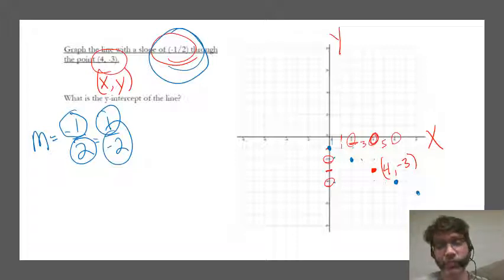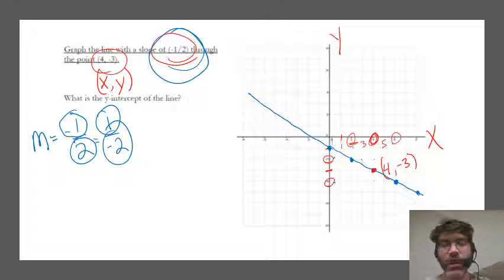Now we have plenty of points. We only need 2 points to draw a straight line, but let's draw through all the points that we have since we did more than we had to. So that blue line represents what the line looks like. It has a point of (4, negative 3), and it has a slope of negative 1/2. Do you see that the slope is going down, if you're reading the graph from left to right, do you see that the line is going down? That means it has a negative slope, which checks out.